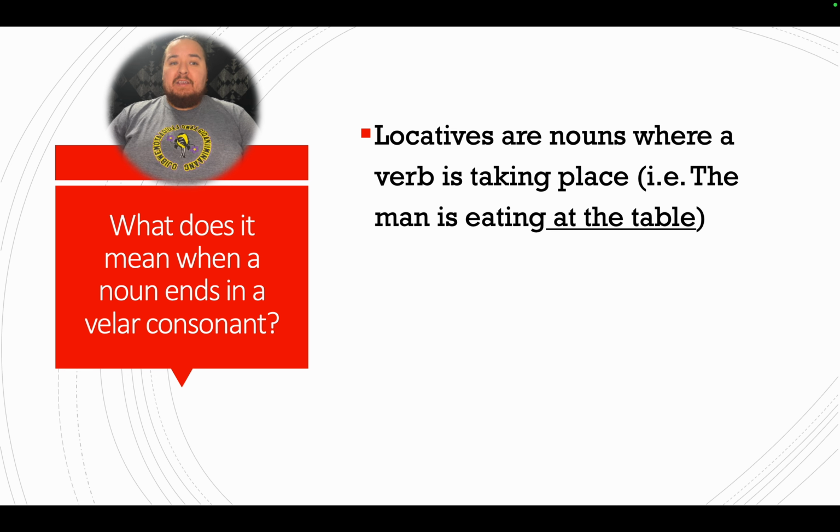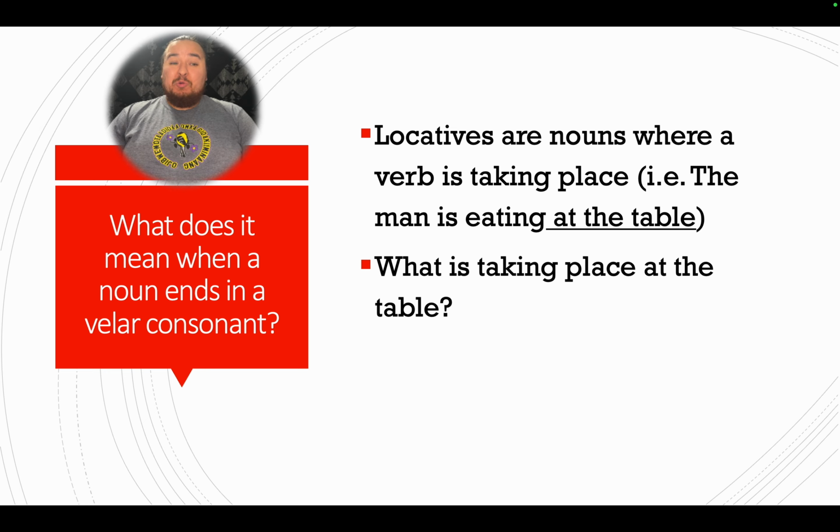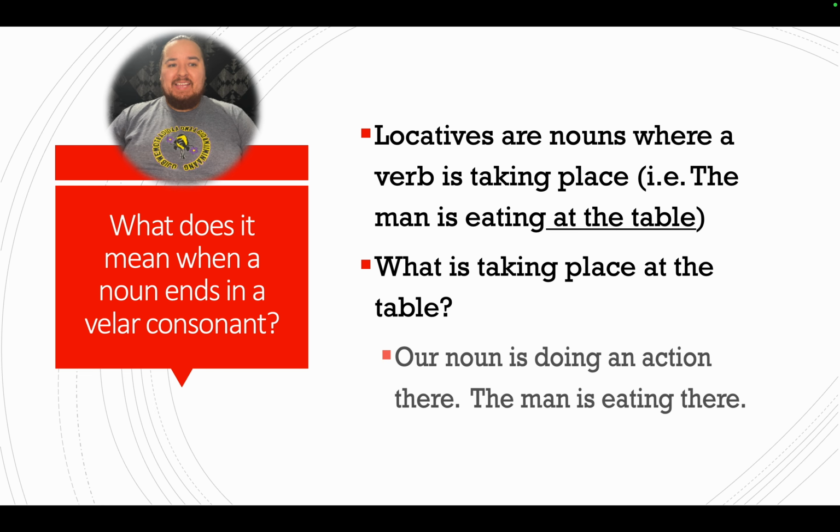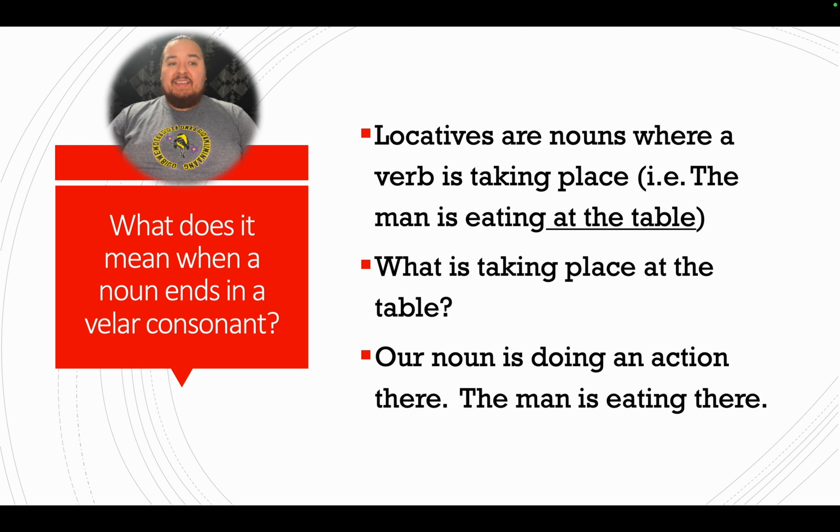So locatives are a noun where a verb is taking place. So for example, the man is eating at the table. So here the table is a locative, it's where the man is eating. So what is taking place at the table? Our noun is doing an action there. The man is eating. So here I've indicated the point for you to write down for your notes. We'll stop here to give you a chance to pause the video and write this down. Alright, let's move on.